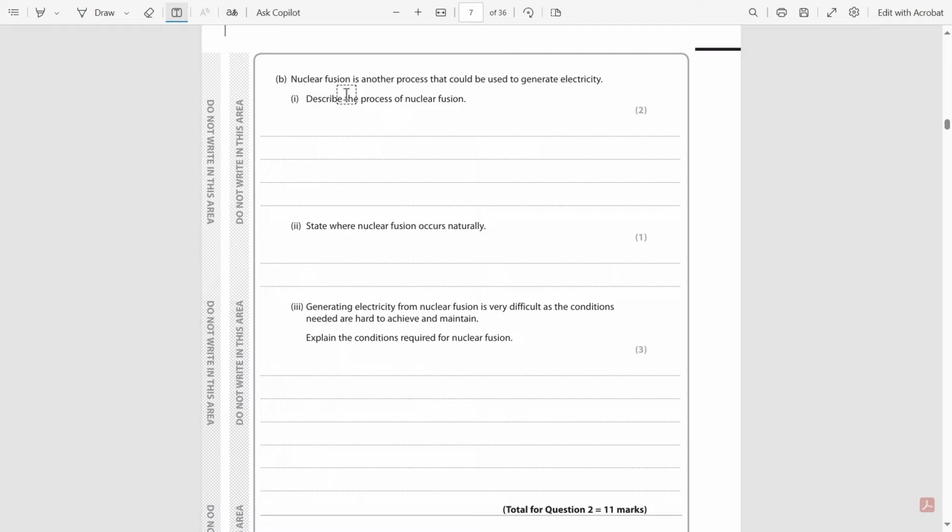Nuclear fusion is another process that could be used to generate electricity. Describe the process of nuclear fusion. Okay, nuclear fusion, guys, is when two smaller nuclei fuse. Am I allowed to say fuse? Create a larger nucleus.